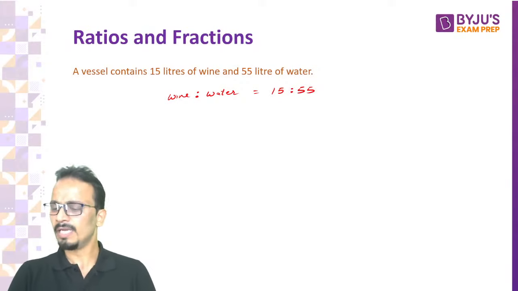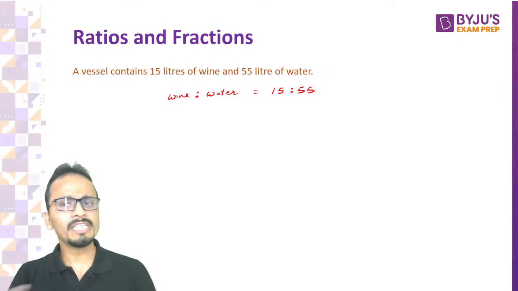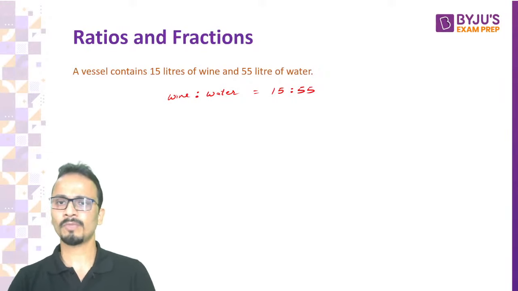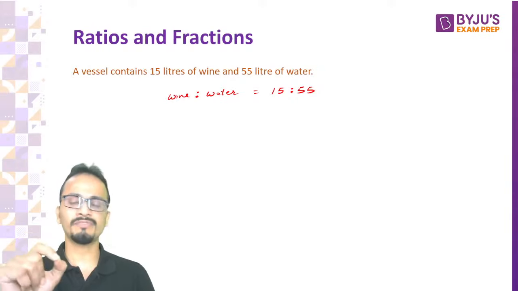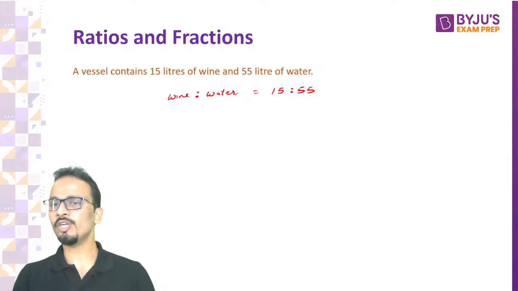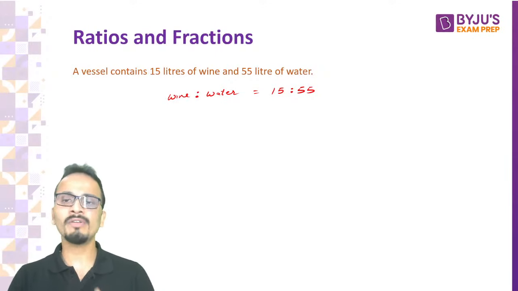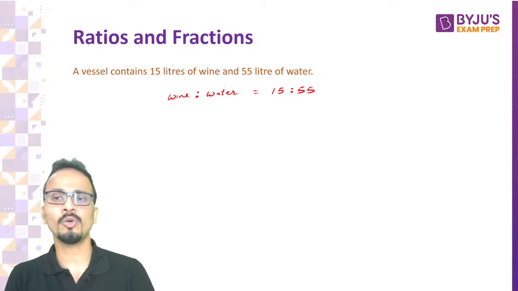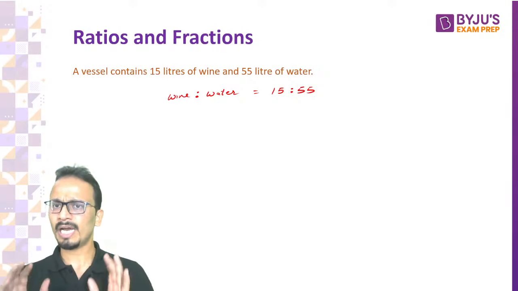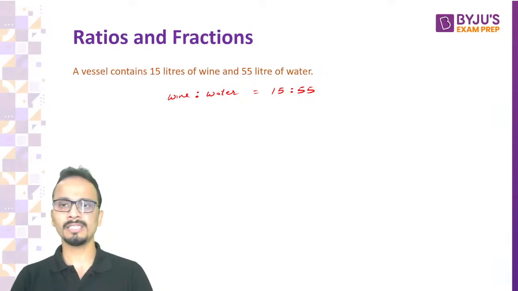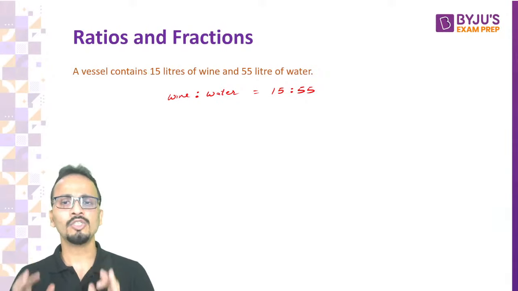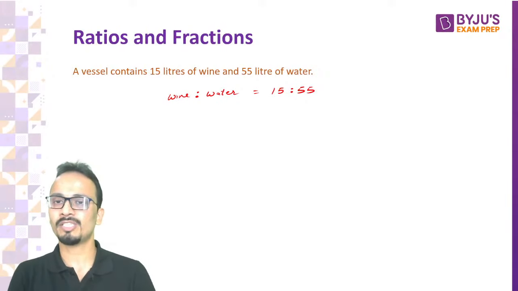Now, what operations can we perform on ratios? I have the ratio of two values, 15 and 55. What we can do is take out some common factors to express the ratio in its simplest form. Even if you leave this ratio like this, it will not make any difference, it will be perfectly fine. But it is always advisable to convert a ratio into its simplest form.